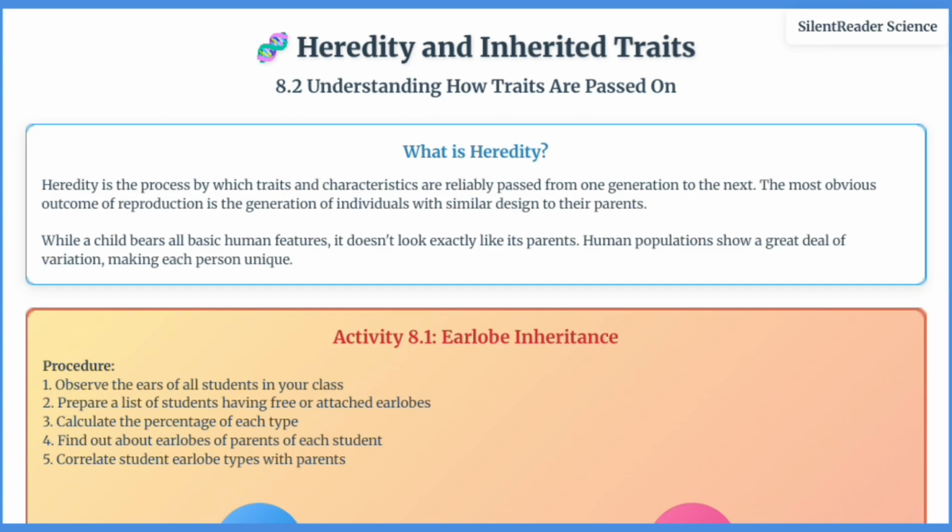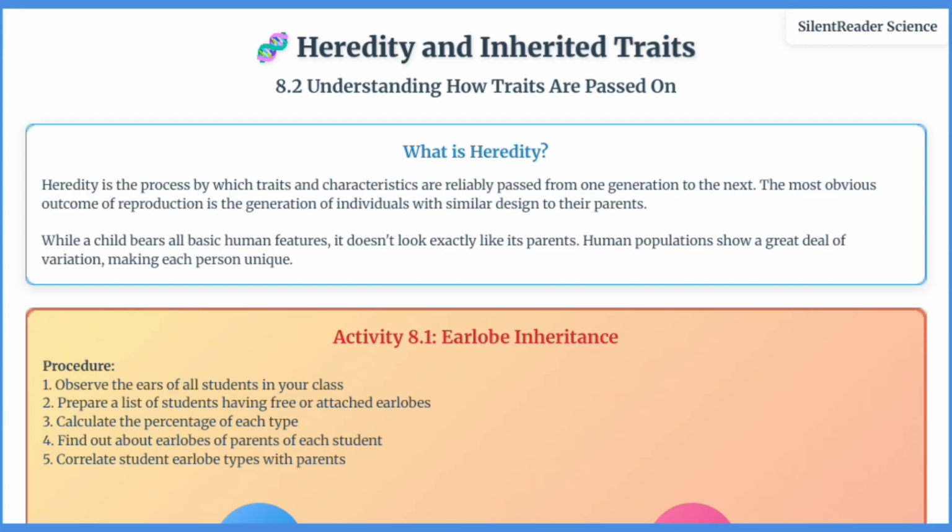Now let's explore heredity and inherited traits. Heredity is the process by which traits and characteristics are reliably passed from one generation to the next. The most obvious outcome is that children bear basic human features similar to their parents. But they don't look exactly like either parent because human populations show tremendous variation.